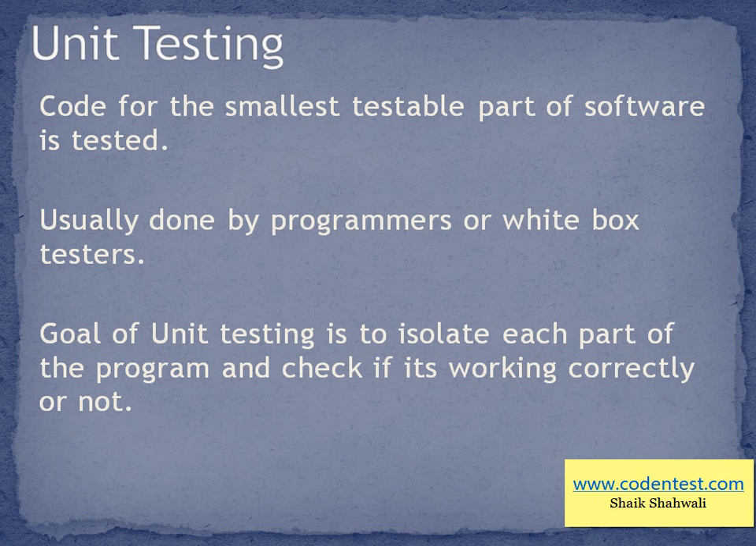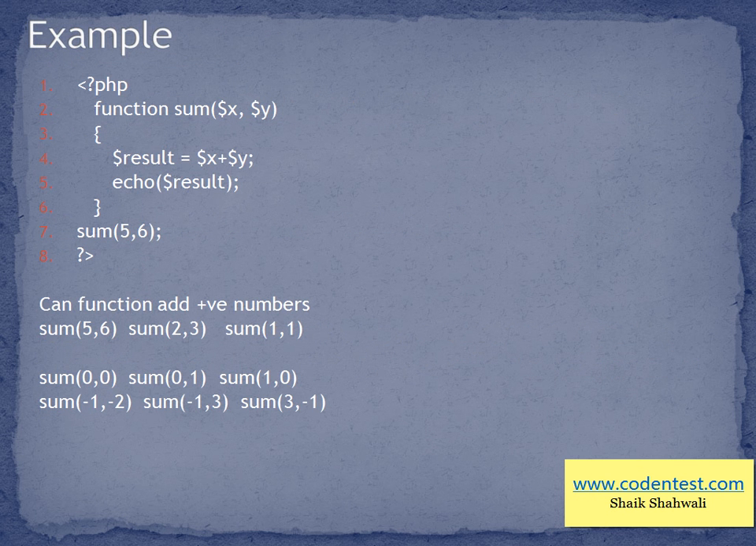Let's take an example. Here we have a PHP program which adds two numbers and displays the result. We have the PHP opening tag, and in the second line we have a function called sum, and we declared two parameters x and y. And on line 4 we are adding x and y and saving the result in the variable result. And the fifth line will display the result on our screen. Echo result will display the result on our screen.